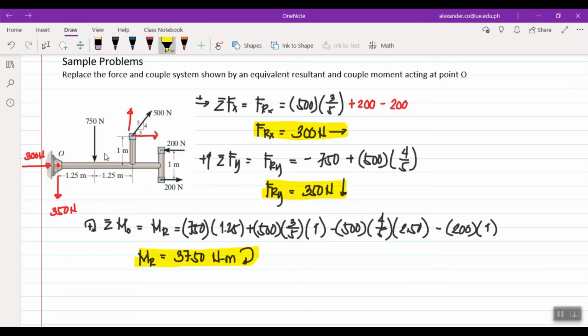So, meaning to say, lahat ito at point O, blue, ito, meron kang 37.5. Okay, baka hindi nyo nakita yung point dito. Ayan. Alright, so that's it. Dali-dali. Problem number 3 later.